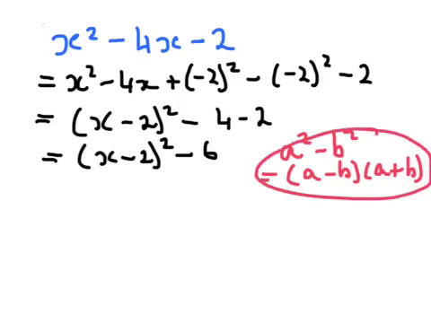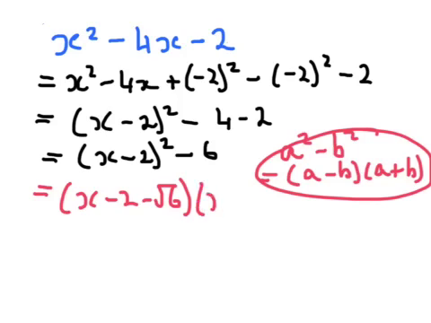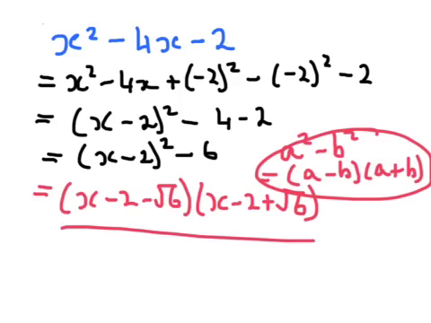Alright, so in this case, a is going to be x minus 2 and b is not going to be 6 but the square root of 6. B squared is 6. Okay, so putting that together, what we get is this: x minus 2 minus the square root of 6, and x minus 2 plus the square root of 6. And that's the end of the story. There's nothing else we can do to that expression to make it better. That's in fully factored form.